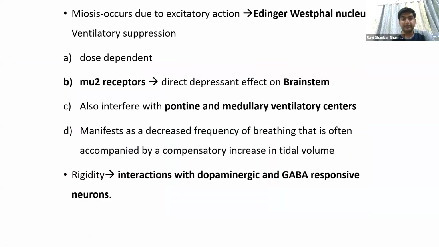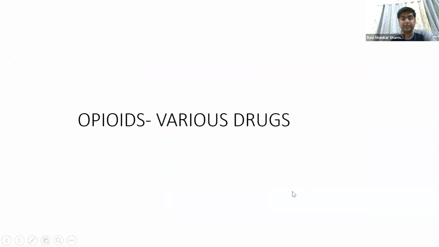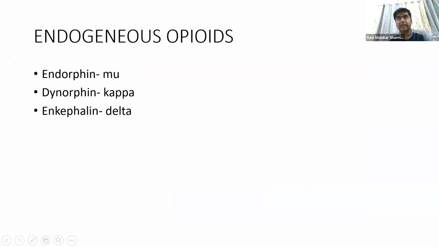How does it cause ventilatory suppression? That may be directly dose dependent or mu2 receptor associated, inhibiting the brainstem. And how does it cause rigidity? Through interaction with dopaminergic and GABA responsive neurons. Then various drugs: one is the endogenous opioid, the other is the exogenous.